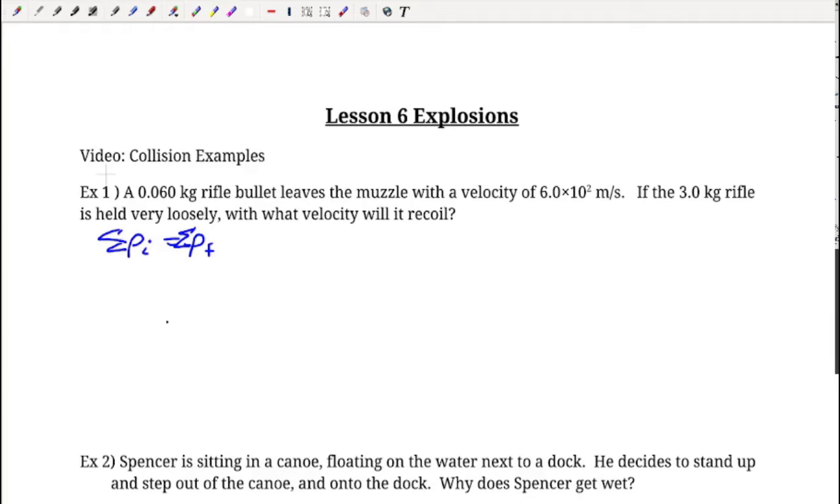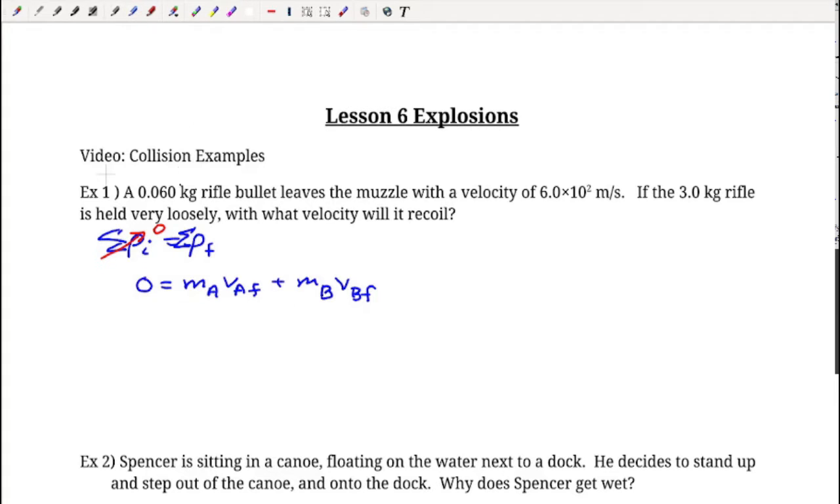Because that rifle is being held still at the beginning, this side ends up being 0. So it'll save me a little bit of writing if I go 0 equals, and then this is, remember, M_A V_AF plus M_B V_BF, again taking into consideration directions. So if I know the masses, the 0.060 of the bullet and the 3.0 kilogram rifle, what am I actually looking for? Well, I have the velocity of the bullet, and I'm looking for the velocity of the rifle.